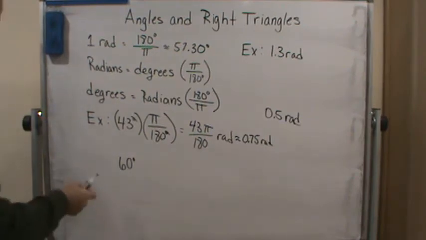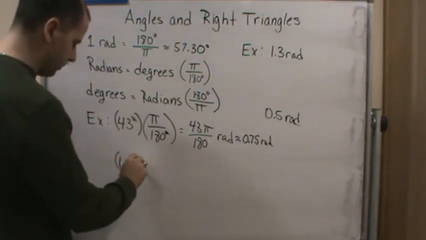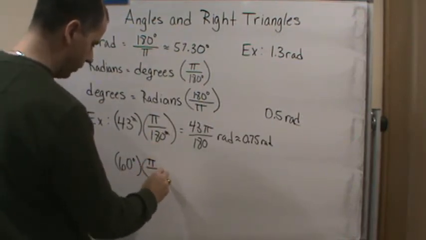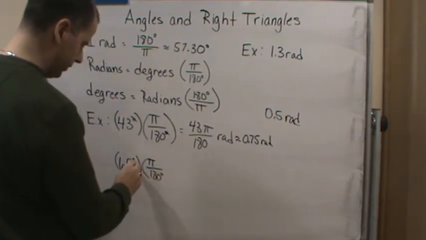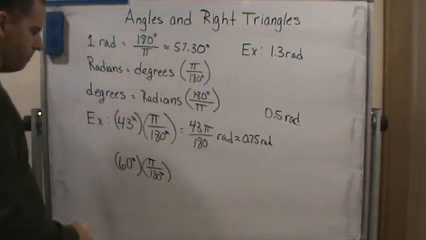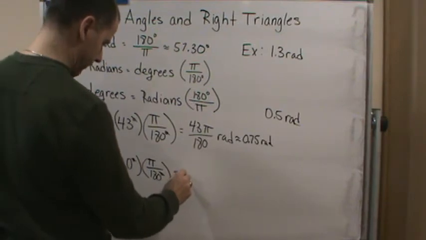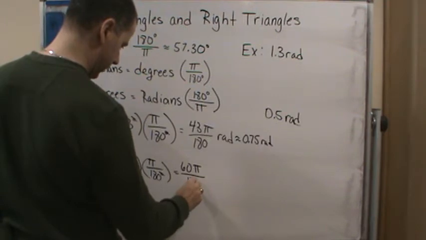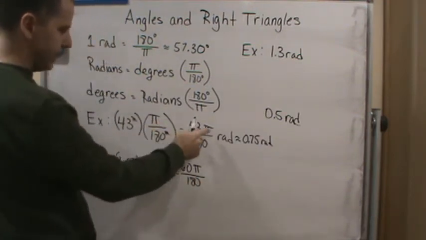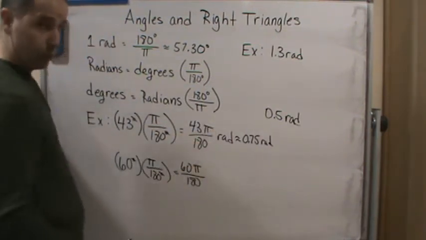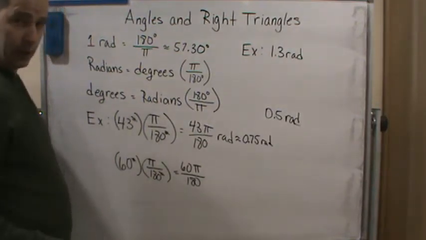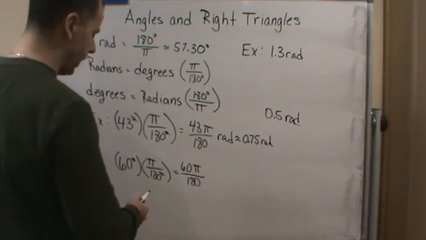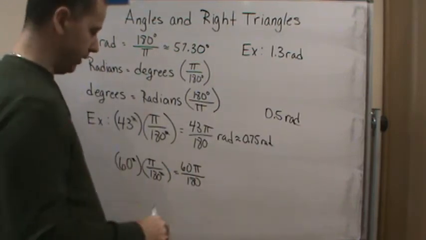Okay, now what about 60 degrees? Going to do the same thing, right? I want to go from degrees to radians, so I'm going to multiply by pi radians over 180 degrees. The degrees cancel, and now I get 60 pi over 180. Again, don't forget to use the pi key on your calculator. Don't use 3.14, because that's rounded. Just use your pi key so you get a much more accurate answer.